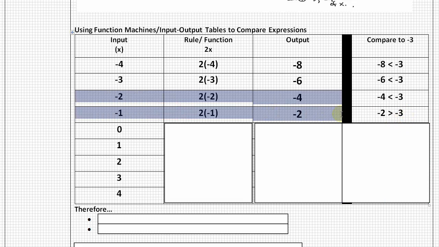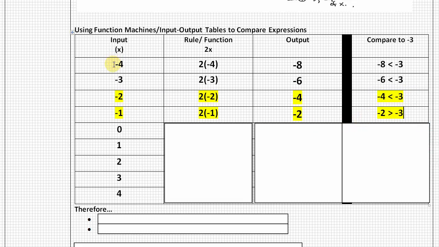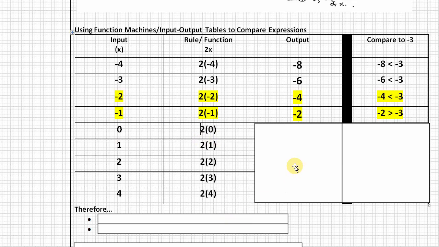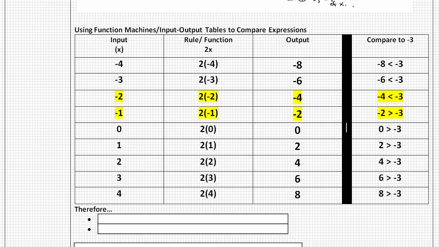So right here between these two, it switches. Actually, let's highlight these different colors and we'll see. Right here we see a switch. If we put in -4, -3, or -2, the expression on the left would be less than. But now as we put -1 in, we get a value that's actually greater than the expression on the right, -3. And if we substitute the rest of these values in, everything we get from -1 on is going to give us a value that's greater than -3.